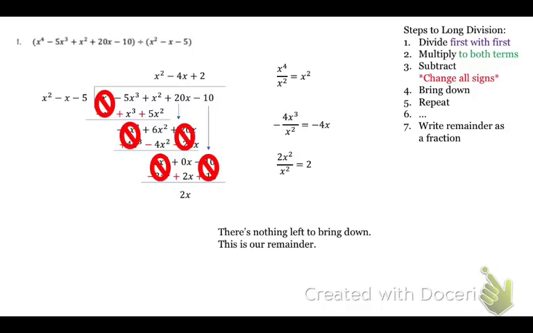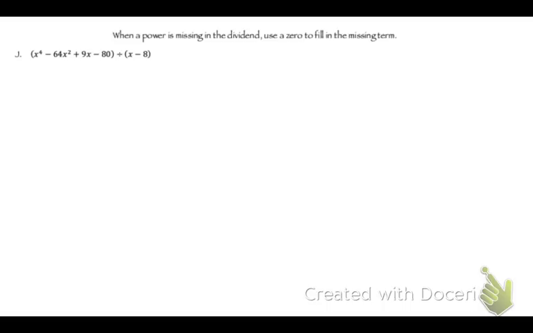So this is our remainder. We're going to write it as a fraction over the divisor. So it's x squared minus 4x plus 2 plus 2x over x squared minus x minus 5. Okay, let's do this one.